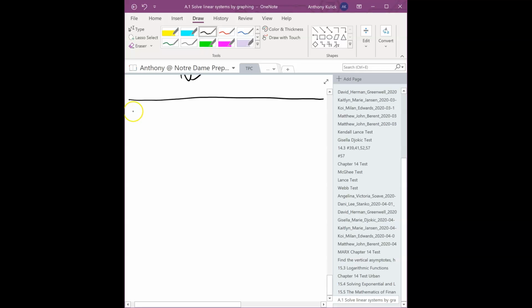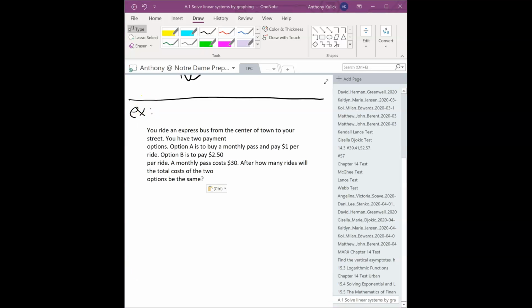Okay. And through the magic of editing, there's our story problem. You ride an express bus from the center of town to your street. You have 2 payment options. Option A is to buy a monthly pass and pay $1 per ride. Option B is to pay $2.50 per ride, and the monthly pass costs $30. After how many rides will the total cost of the two options be the same?